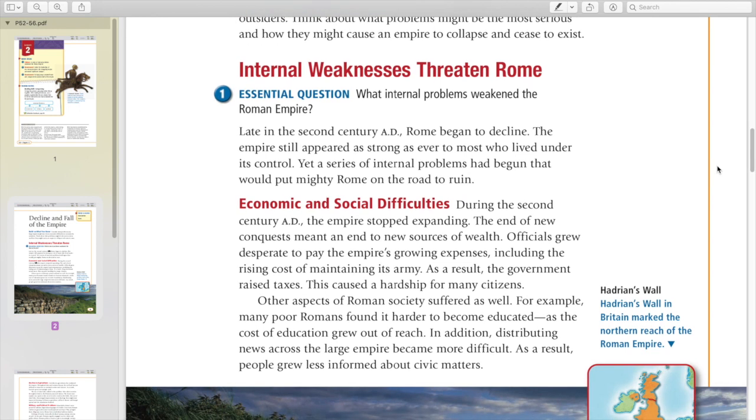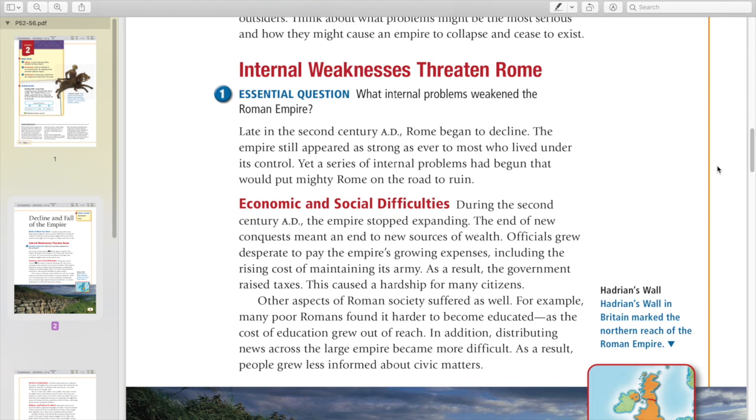Internal weaknesses threaten Rome. Essential question: what internal problems weakened the Roman Empire? Late in the 2nd century AD, Rome began to decline. The empire still appeared as strong as ever to most who lived under its control. Yet a series of internal problems had begun that would put mighty Rome on the road to ruin.